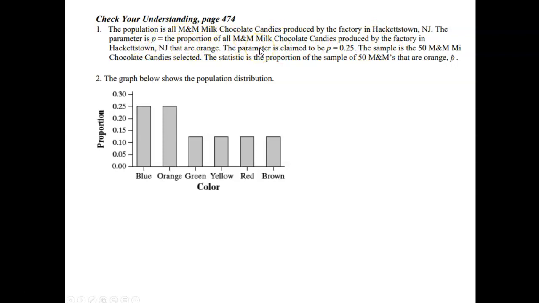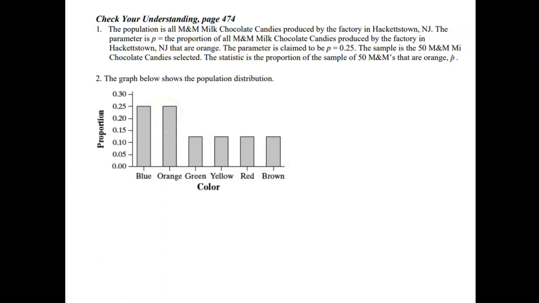The parameter is claimed to be 0.25, and the sample is 50 M&Ms, and the statistic is the proportion of the sample of those 50 M&Ms that are orange. We're going to call it p-hat. So then for part 2, this is the proportion distribution as given by the colors down here. Remember, orange was supposed to be 0.25. This is the proposed proportions.